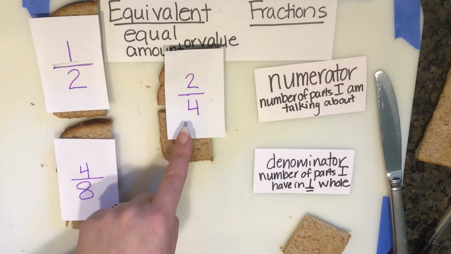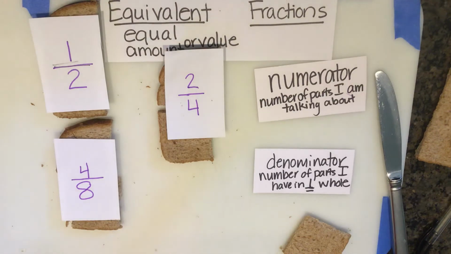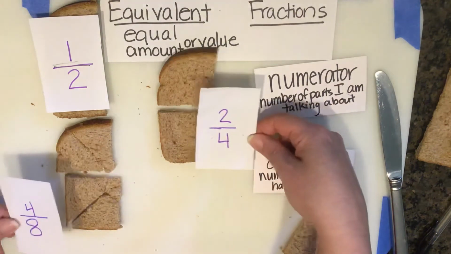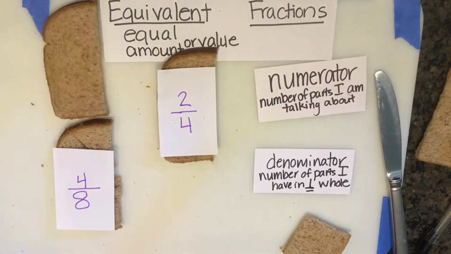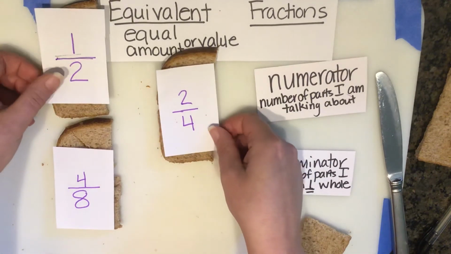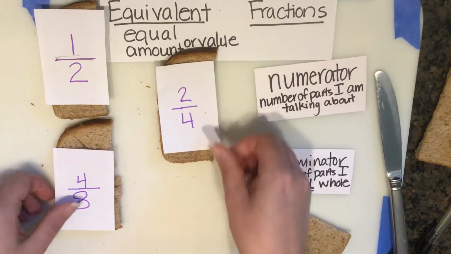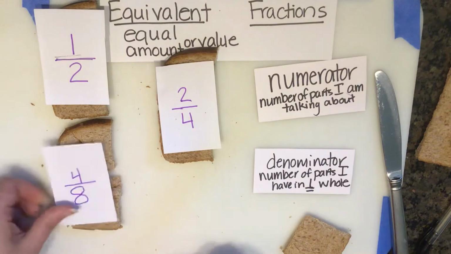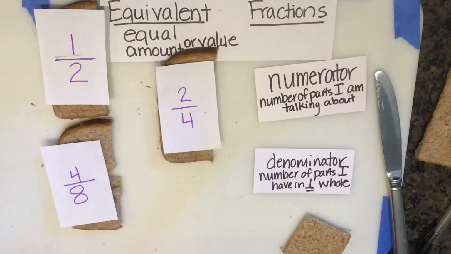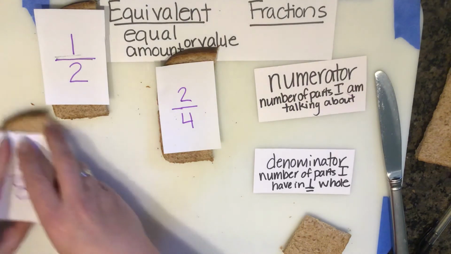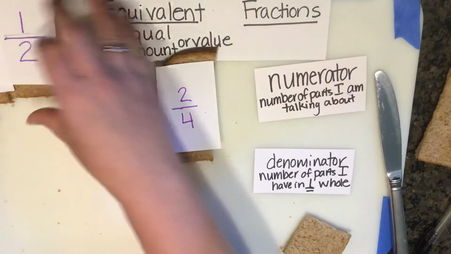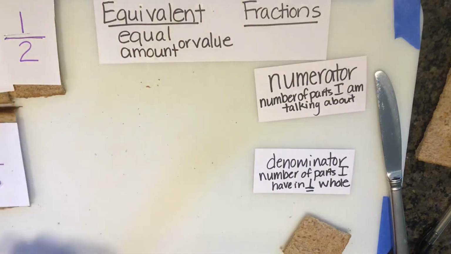1/2 is equivalent to 2/4, and that is equivalent to 4/8. 1/2 is equal or equivalent to 2/4, which is equivalent to 4/8, because they all are the same amount of bread. They just are cut into more pieces. Okay, I'm going to slide these over because I'm going to do one more example. And this time I'm not going to start with 1/2.